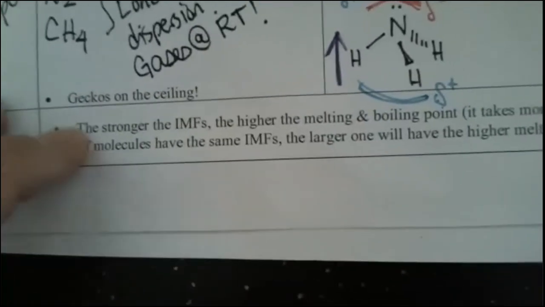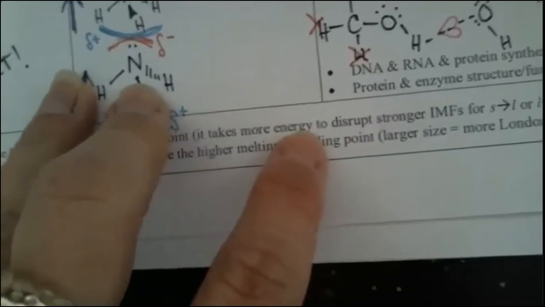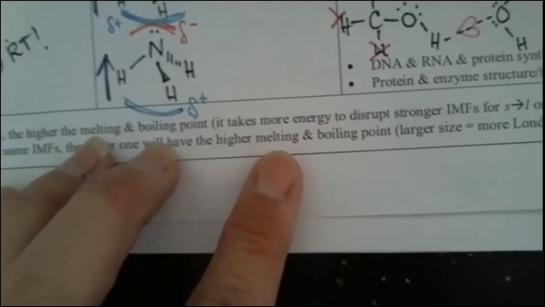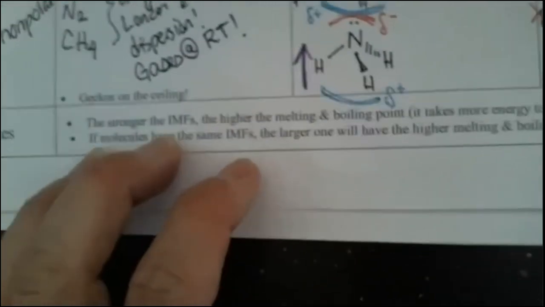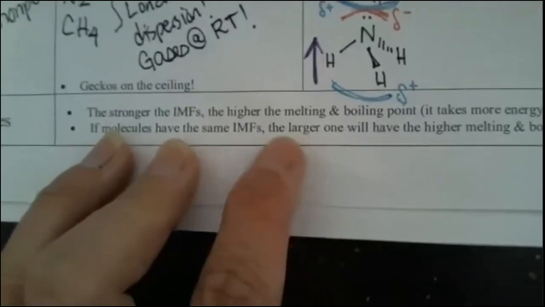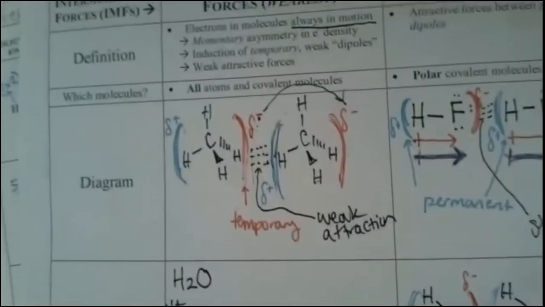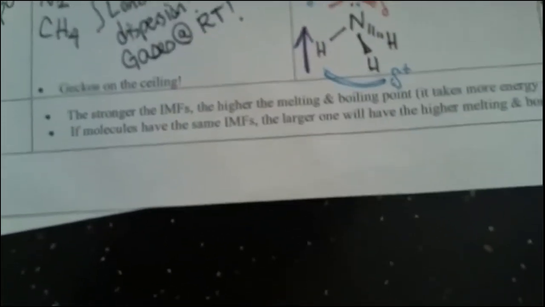All right. So here's something to think about. The stronger the intermolecular forces, the tighter the molecules are held together, and therefore the more energy it takes to disrupt those forces holding those molecules together. Also, size has to do with this too, where if they have the same intermolecular forces, the larger one is going to be more attracted to each other. The larger molecules will be, because they're going to have more opportunity for London dispersion forces. So the larger the surface area of the molecule, the more opportunity for London dispersion forces.